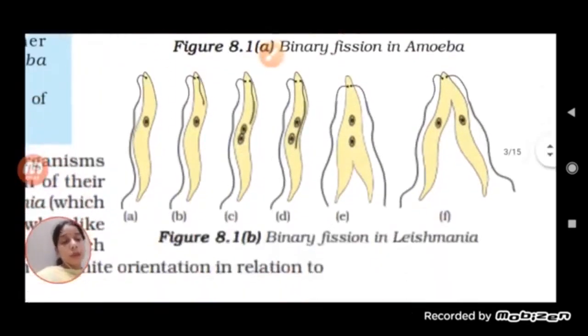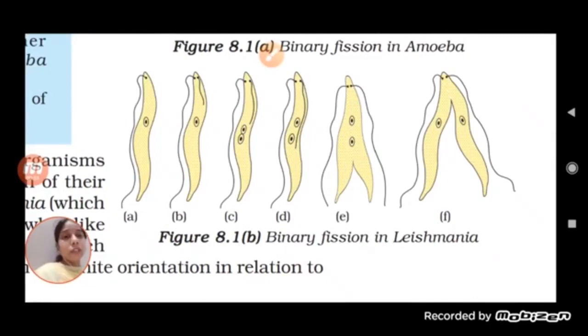which is a protozoa, students, it causes a disease called Kala-Azar. You can see in this picture itself, it consists of a nucleus. Then in the B structure, you will find that the cell is a little bit elongating. In the C portion, you will find that it gets divided into two nuclei. In D, they get separated from each other.